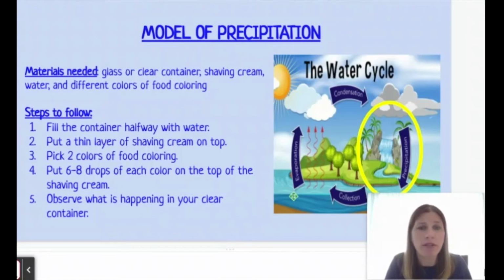We're going to pick 2 colors of food coloring, and we're going to put 6 to 8 drops of that food coloring on top of the shaving cream. And then we're going to observe what is happening in your clear container.